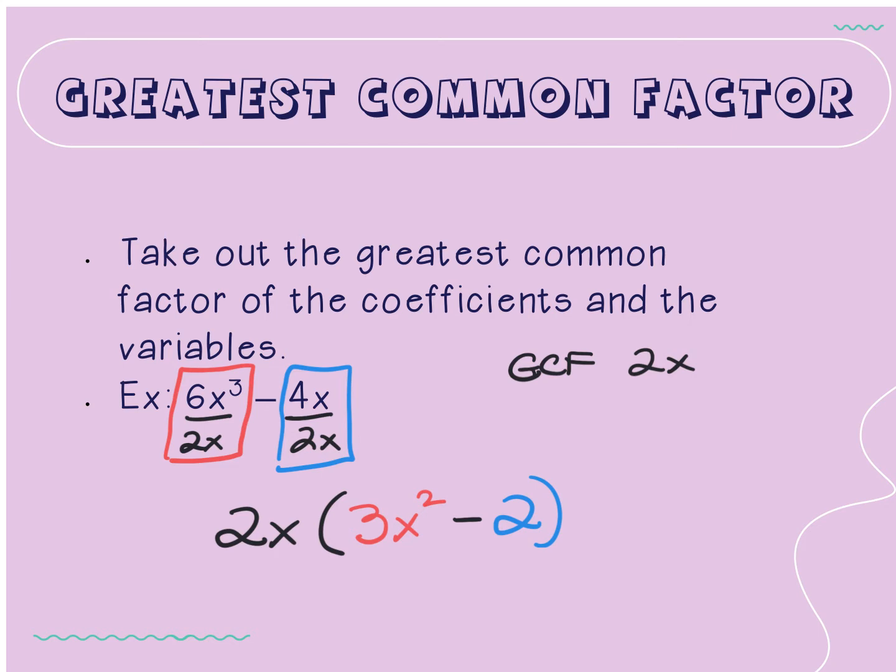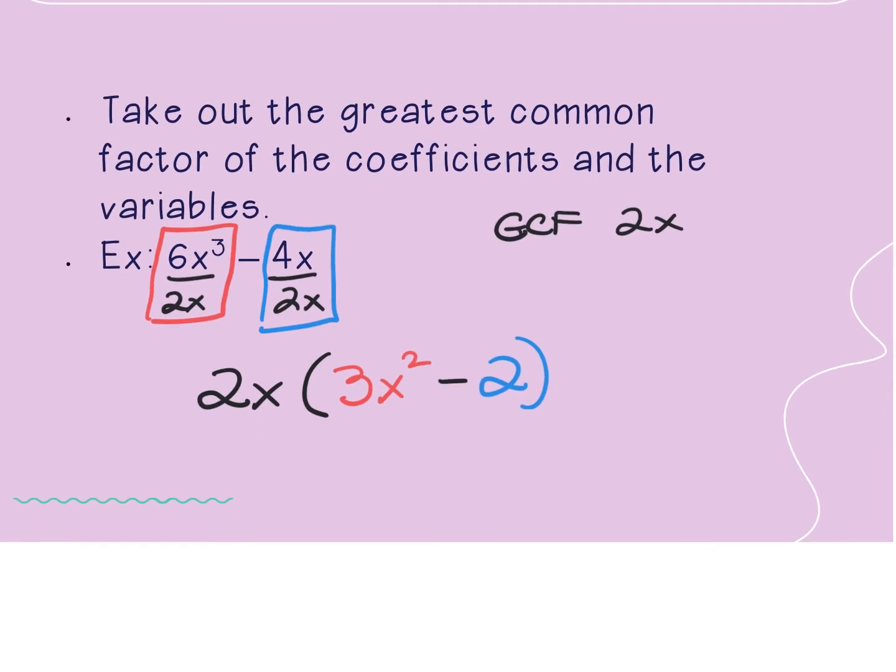Now, if I were to distribute this, it should go back to my original problem. If after you think you've factored, there's still a factor in the parentheses still in common, then obviously you didn't pull out the greatest common factor, and you should go back and try again. But this is the factored form of factoring out the greatest common factor of the binomial 6x to the third minus 4x. Let's try some examples.